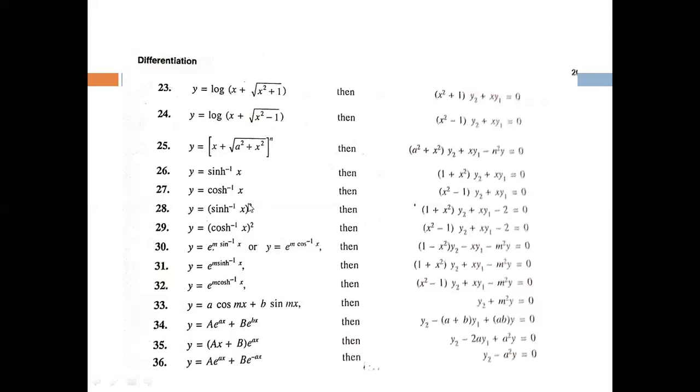So these are the inverse hyperbolic functions. Just observe the results from these. Next, 33. If y is equal to a cos mx plus b sin mx, then y2 plus m square y is equal to 0.